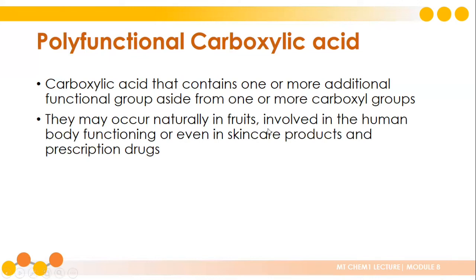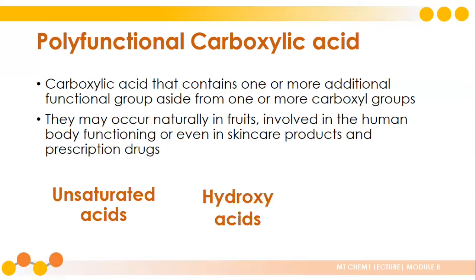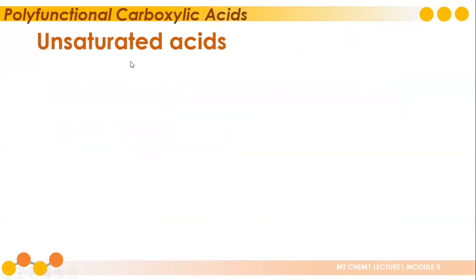They may occur in fruits, be involved in human body functioning, or even be in skincare products or prescription drugs that we use. So carboxylic acids are very common in the materials we use and even in our body. There are three types of polyfunctional carboxylic acid: the unsaturated acids, hydroxy acids, and the keto acids. From the names themselves, you might have an idea what these polyfunctional carboxylic acids are. Let's take a look at the first one, the unsaturated acids.